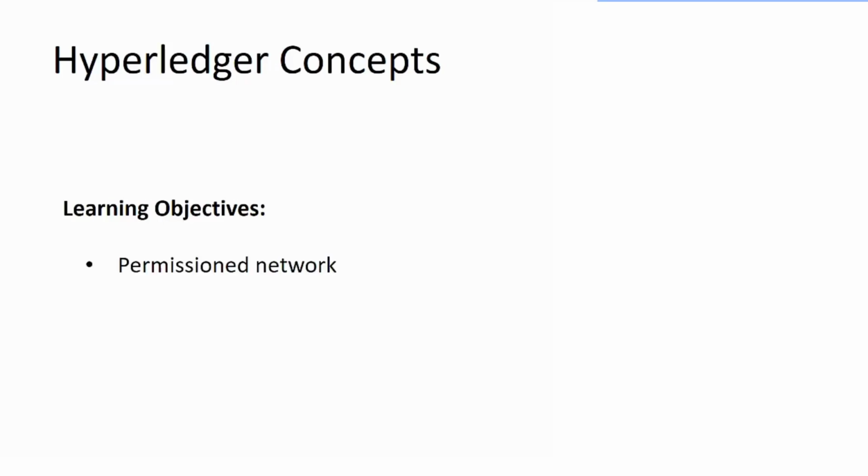Hyperledger concepts. Fabric is a permissioned network. What that means is that there is a need to assign identities to the participants in the network. In this lecture, at a high level, you will learn about how the identities are created and managed on Hyperledger Fabric by way of the membership service provider component.